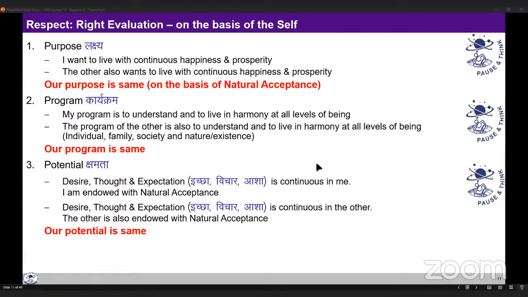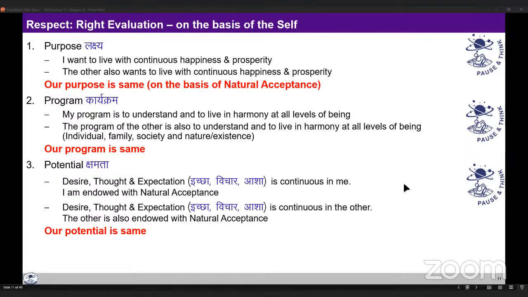And if I see the potential, it is not that only I am endowed with this natural acceptance. This other person is also endowed with natural acceptance. Everybody, the small child, the elderly, everyone is endowed with natural acceptance. So whatever is going on in my imagination right now, if it is not as per my natural acceptance, I have the potential, the capability, to make it in line with the natural acceptance. And the same is with the other person also.